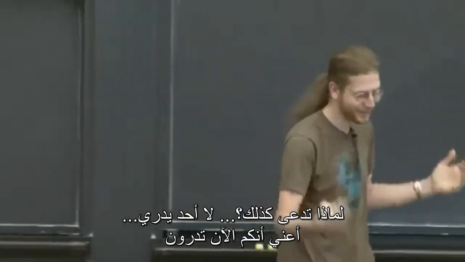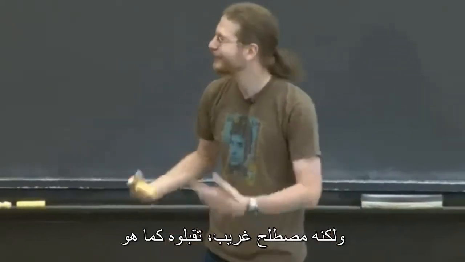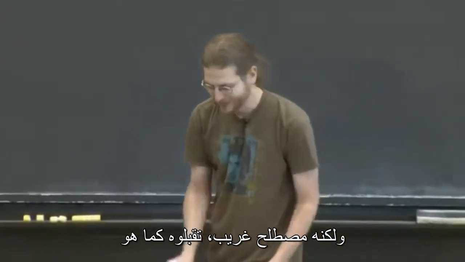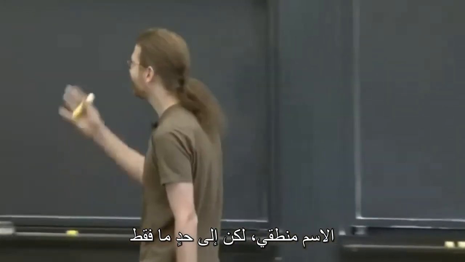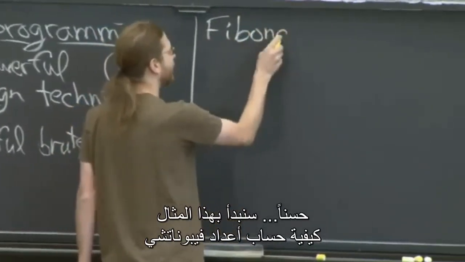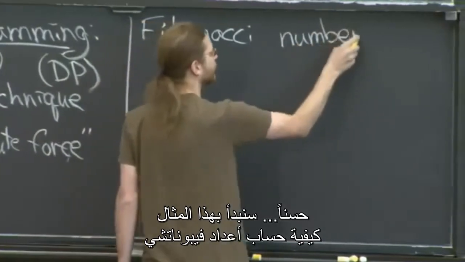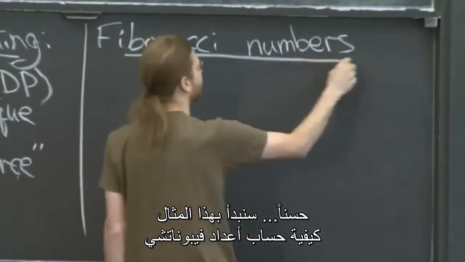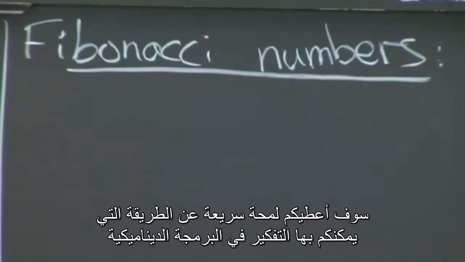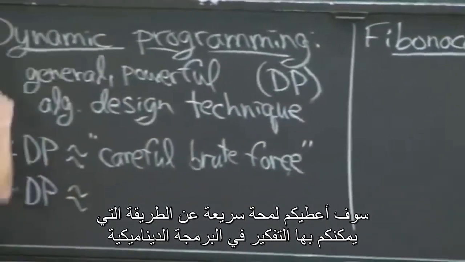So why is it called that? Who knows? I mean, now you know. But it's a weird term. Just take it for what it is. It may make some kind of sense, but. All right, so we are going to start with this example of how to compute Fibonacci numbers. And maybe before we actually start, I'm going to give you a sneak peek of what you can think of dynamic programming as.